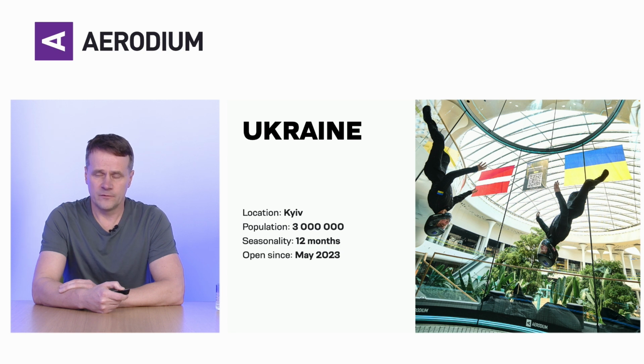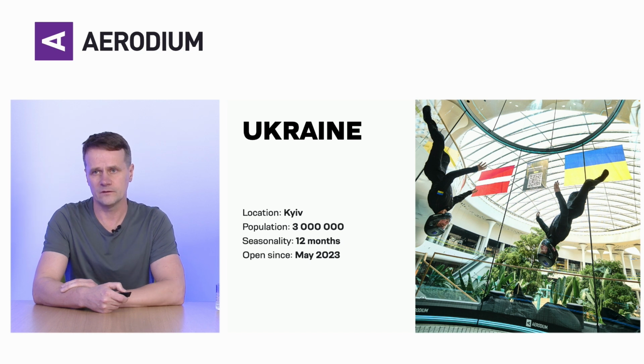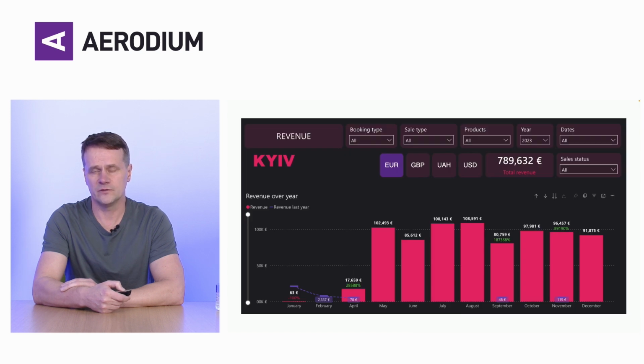I will give you another example of another AERODIUM tunnel, which recently opened in Kyiv, in Ukraine. That's the same Ukraine which is at war right now, where people are probably not willing to spend so much money on entertainment. But despite that, the city is really big, 3 million plus inhabitants. We have a 12-month season, and we are achieving really good revenue numbers. As you see here, we are grossing on average 100,000 euros per month, which gives us 1.2 million revenue a year. Since we opened it only in May, you see 789,000 last year as revenue.